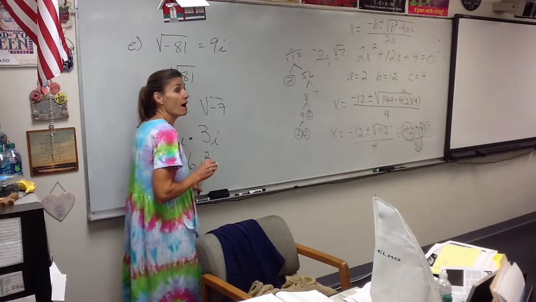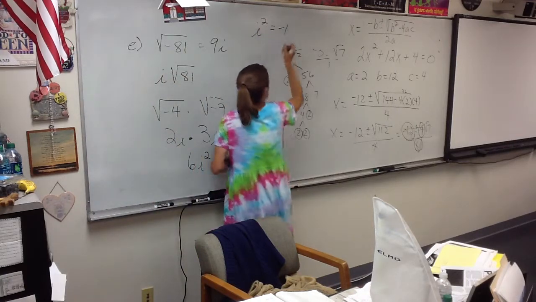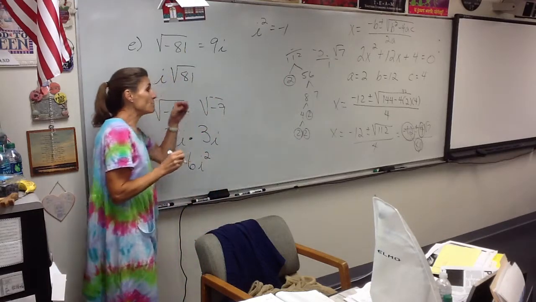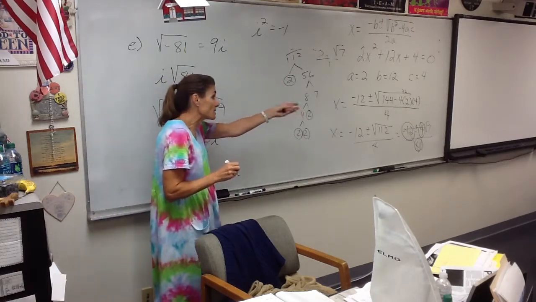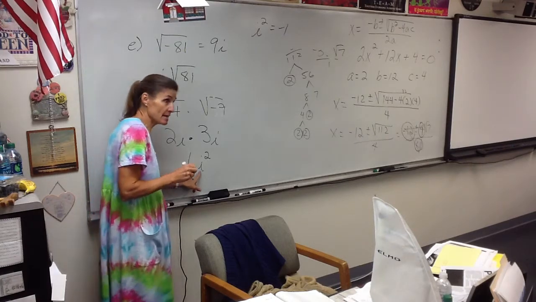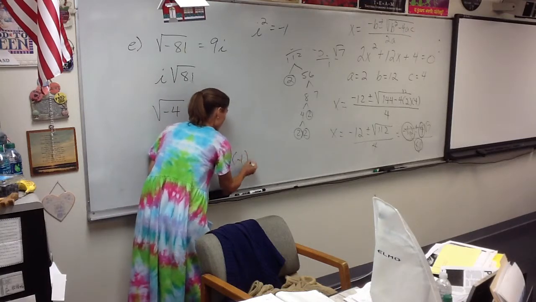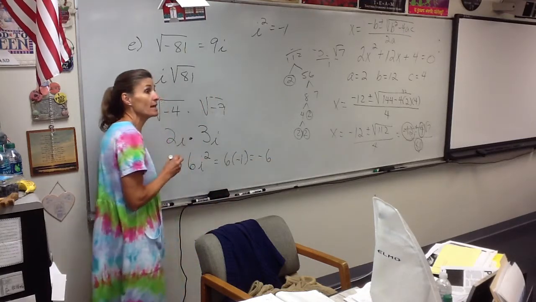Now be careful. i squared is negative 1. So every time you come across an i squared, you're going to think it's negative 1. So the answer is 6 times negative 1, which is negative 6.